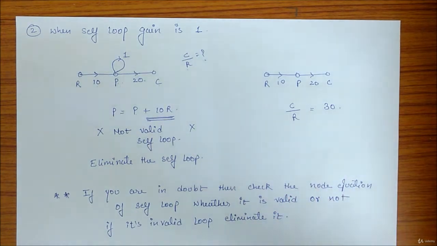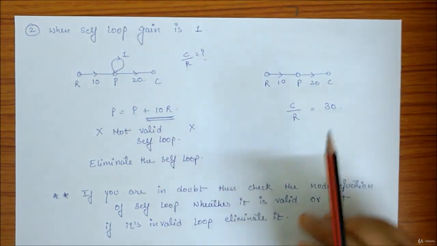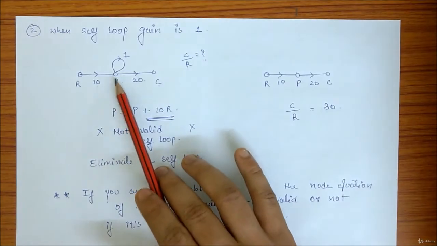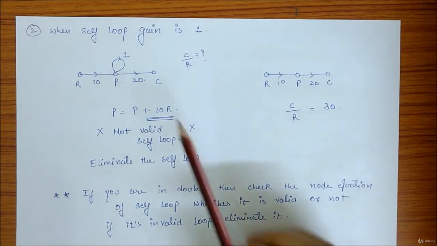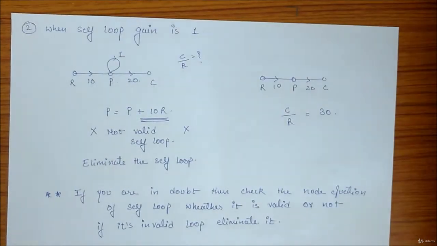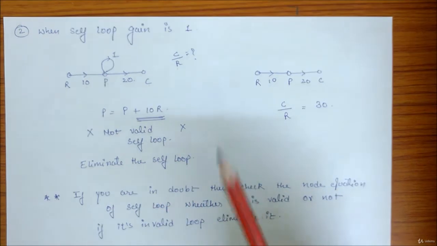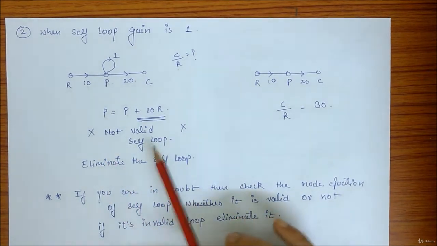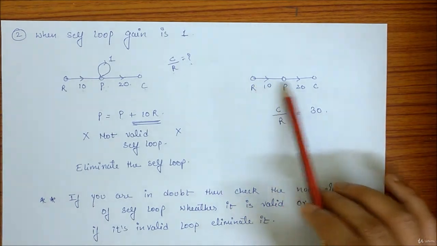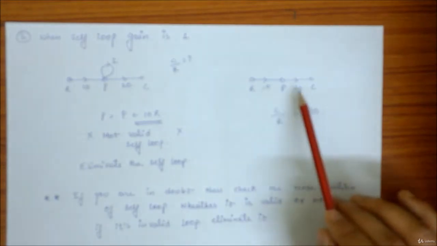You should check this whenever you have small SFGs. You just check the node equations at the self loops, and check whether there is a valid equation or not, which will ultimately tell you whether the self loop is valid or not. If it is invalid, then eliminate it, and you will get an SFG like this. And this is straightforward. C by R is equal to just multiply.